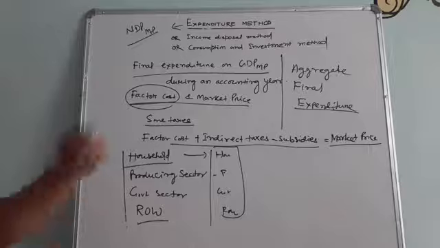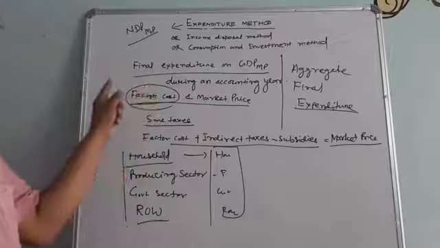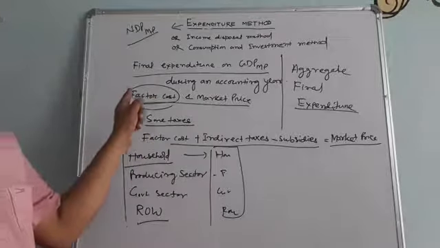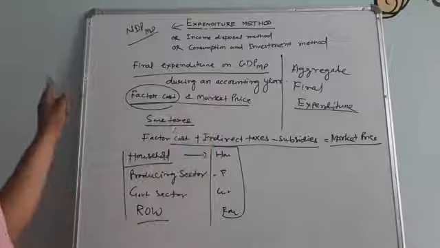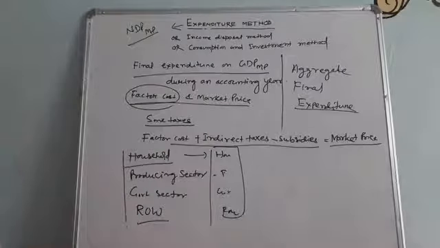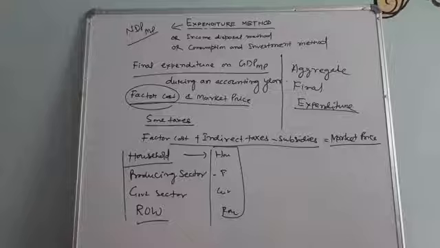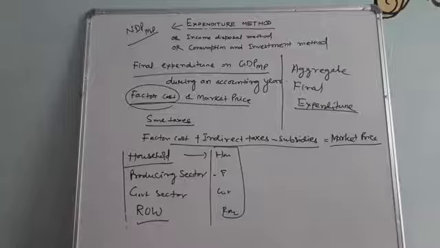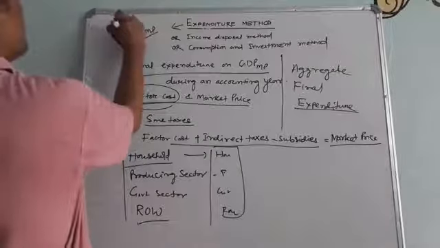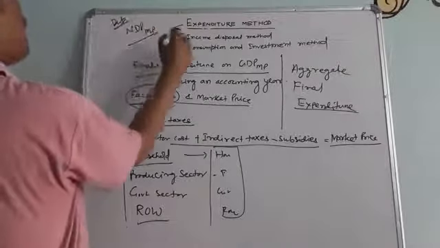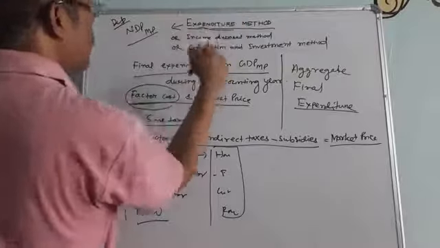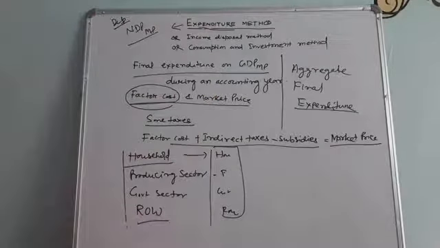Remember it: the value added method gives GDP at market price, and the income method gives NDP at factor cost, and here is the expenditure method. If we deduct depreciation, then it is the NDP at market price. Otherwise, plainly, it is the GDP at market price. I will go into detail.